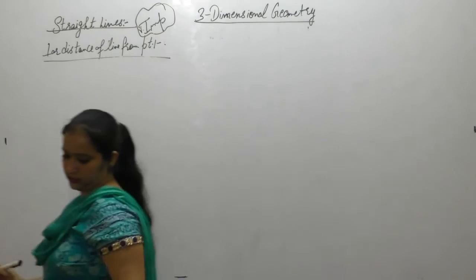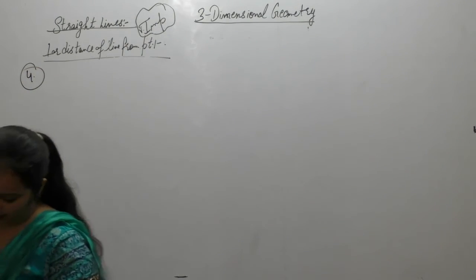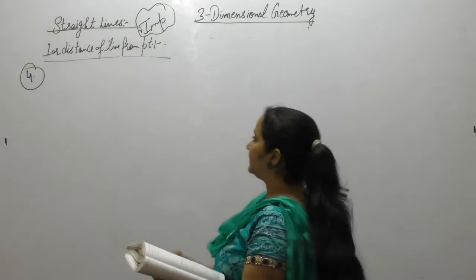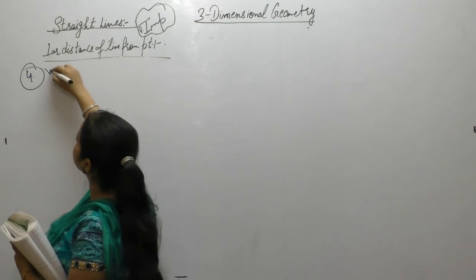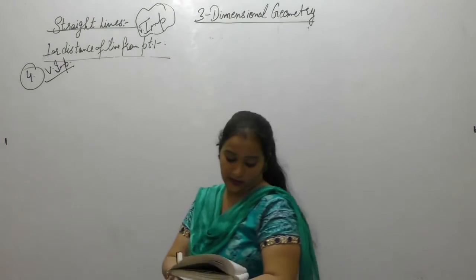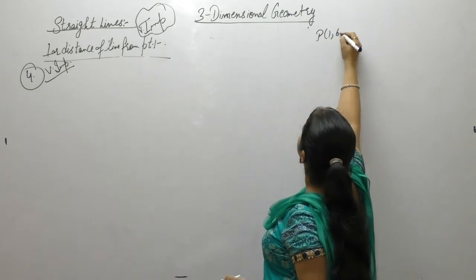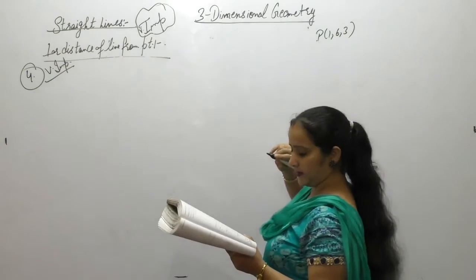Now the next question. Find the image of point in the line. This is a most important question. A question like this is asked for 6 marks. Find the image of point (1, 6, 3) in the line.